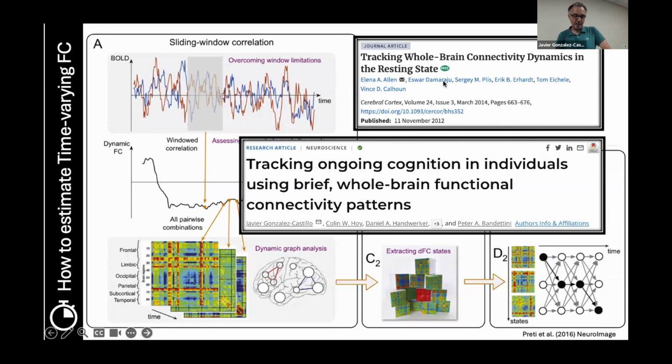This is kind of the original paper, and I will explain a little bit of the paper in a second, that did this business of taking a sliding window correlation and then applying some clustering to find those functional states. This is a follow-up that we did ourselves, trying to see whether they were related to something meaningful, using a multitask scan in which we induce some mental states by asking people to do different tasks, but scanning them continuously. And we were able to find that, yeah, different functional connectivity states seem to relate very well to the different tasks that people were doing.